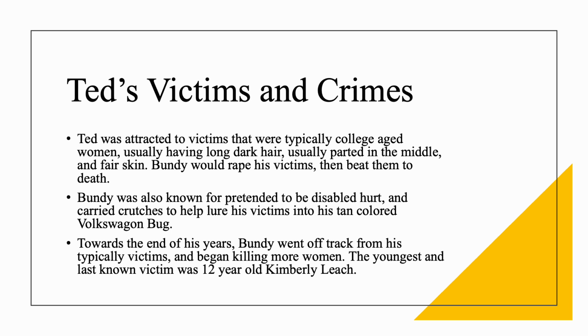Ted was attracted to victims that were typically college-aged women, usually having long dark hair, parted in the center, along with fair skin. Bundy would rape his victims and then beat them to death. He was also known for pretending to be disabled or hurt and carried crutches to help lure his victims into his tan-colored Volkswagen. Towards the end of his years, Bundy went off track from his typical victims and began killing more women. The youngest and last known victim was 12-year-old Kimberly Leach.